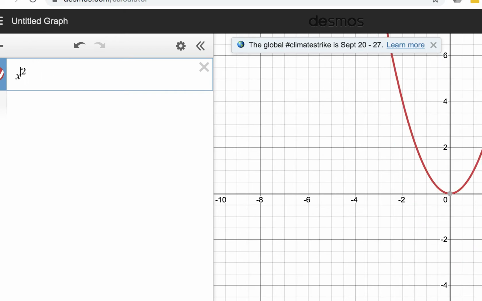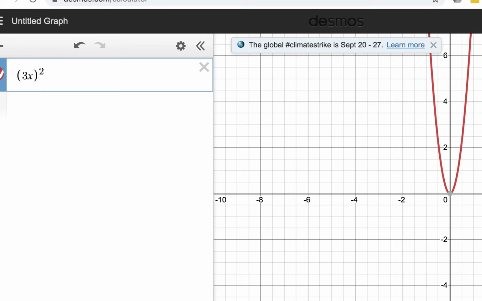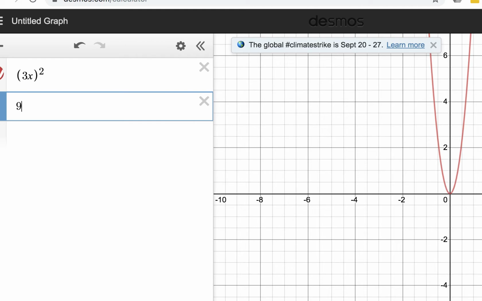Now, if we do this, put 3 on the inside, it makes it skinnier. It's actually skinnier by a factor of 9 because the 3 is getting squared as well as the x. So it actually is the same thing, notice, as saying 9x squared without the parentheses.